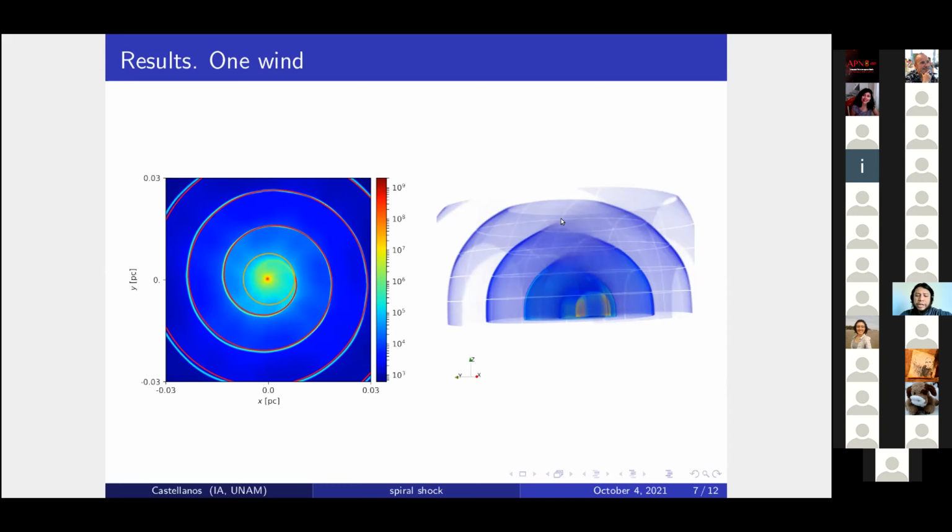Now we show the 3D density structure. We see arc-like morphologies that do not close on each other. That means there is a spiral pattern, and also a shock-free zone near the orbital axis.